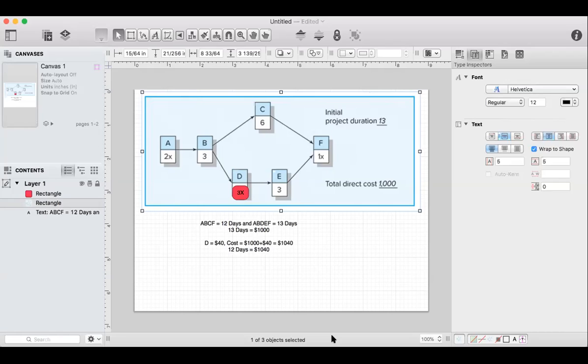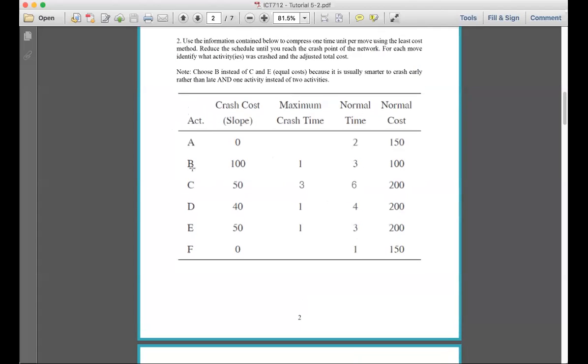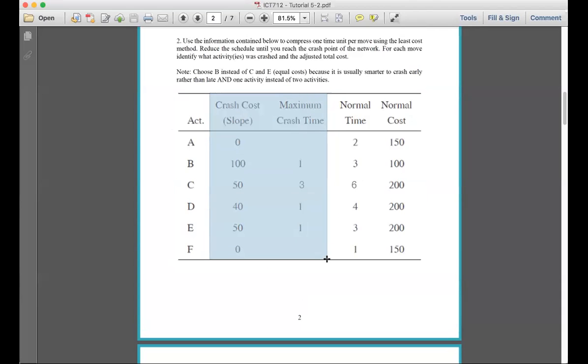Do we understand? Sir, in D, where did you get that 40? The $40 for D? Where did I get it? In this example, it was given to you from this table here. You know that this is a slope, the crash cost, and this is how many you can crash it. But if I give you an exam, most likely you'll have to calculate these things.